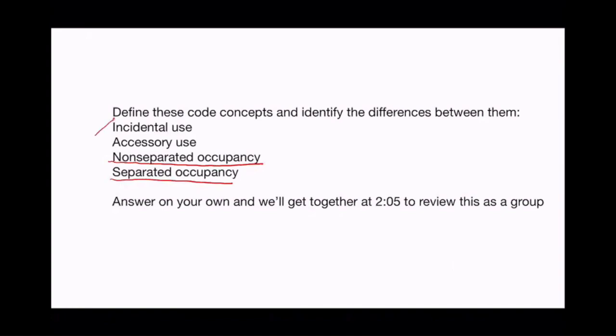So these two are less than 10%, and the same person is using both occupancies. The incidental use is a very specific list. The accessory use is anything else that would not be classified as the same type of occupancy as the primary occupancy. So that takes care of these.